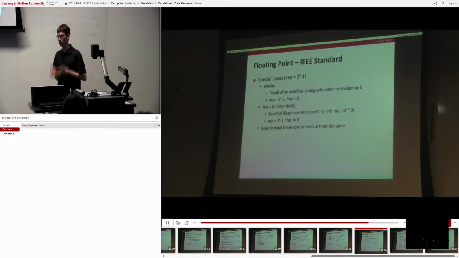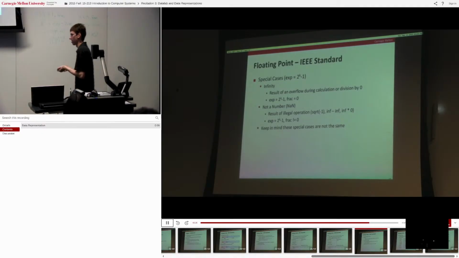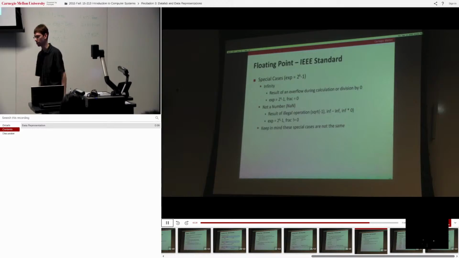Infinity is overflow, or unrepresentable because it's too big a value. Not a number is something that there is no answer to in math. There wouldn't be a number that you could assign to this even if you had infinite precision. It's something indeterminate. Something's gone wrong. You've done an illegal operation of some sort, like trying to take the square root of negative 1, or something like infinity times 0, which is indeterminate.